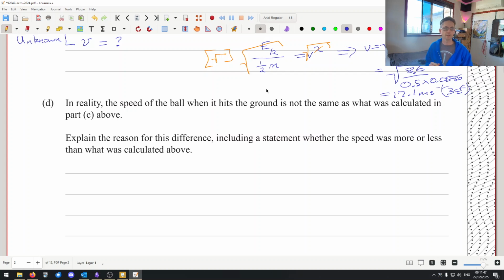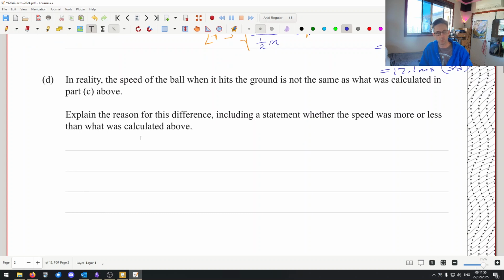It says here, in reality, the speed of the ball when it hits the ground is not the same as what was calculated in part above. So pointing out that, explain the reason for this difference, including a statement whether the speed was more or less than what was calculated above. So in this case here, the speed will be less, and that's like an achieve tick.